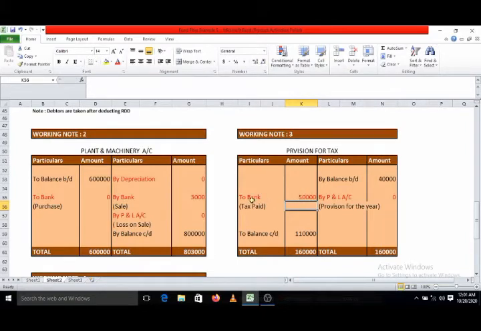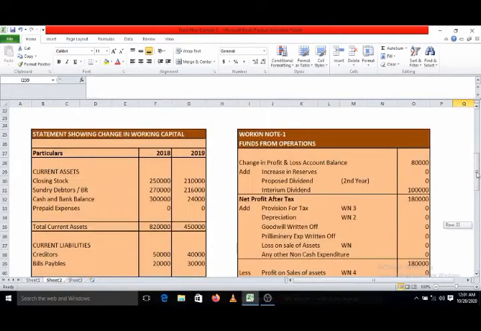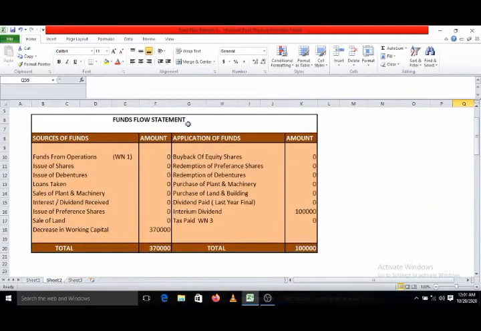So immediately what we will do? This is the amount of income tax paid. This is an actual payment. It will appear on the fund flow statement on the application side. So immediately we write it in the fund flow statement. So fund flow statement application side, tax paid, working note number 3, 50,000.